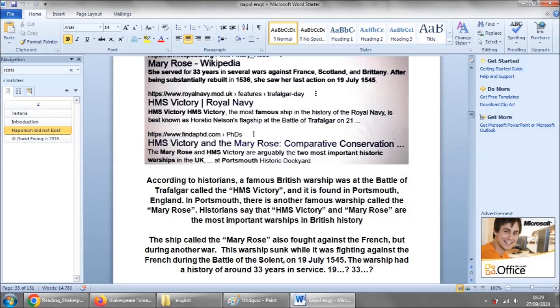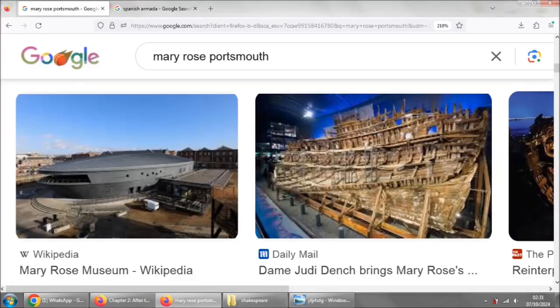The ship called the Mary Rose also fought against the French, but during another war. The warship sunk while it was fighting against the French during the Battle of the Solent on 19th of July, 1545. The warship had a history of around 33 years. What date was it? The 19th of July. Okay. So if anybody wants to go to see the ship, they can go to the Mary Rose Museum in Portsmouth to see the ship.